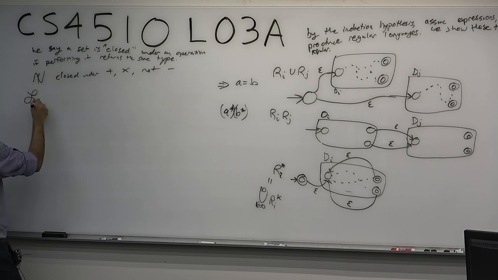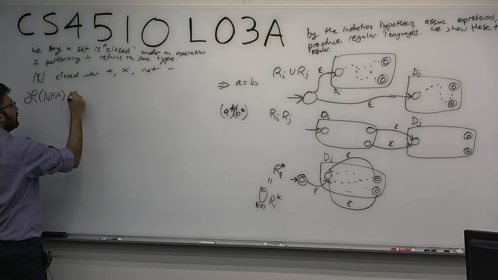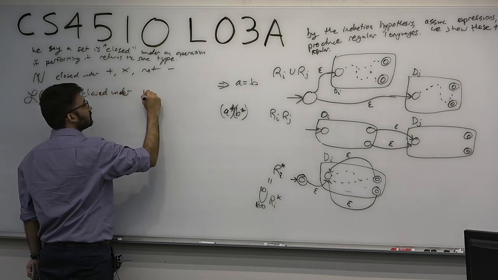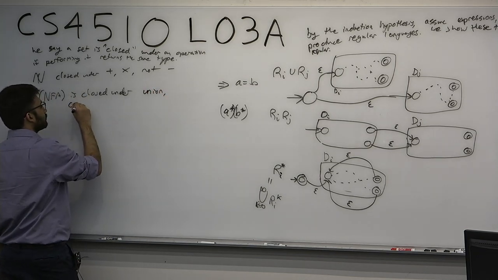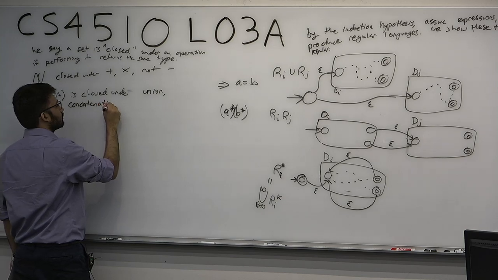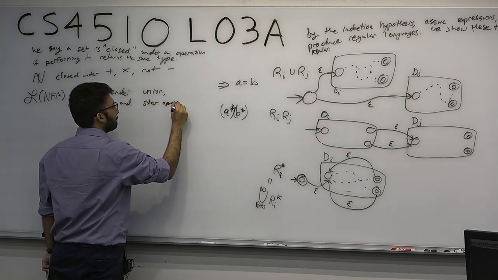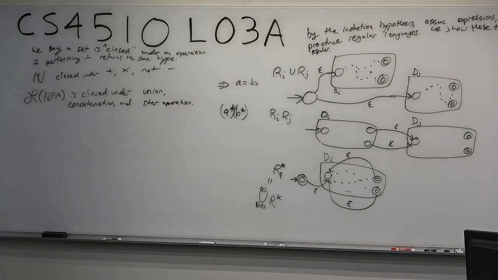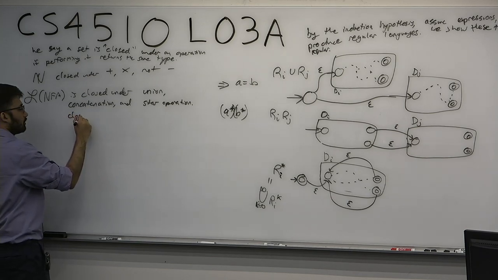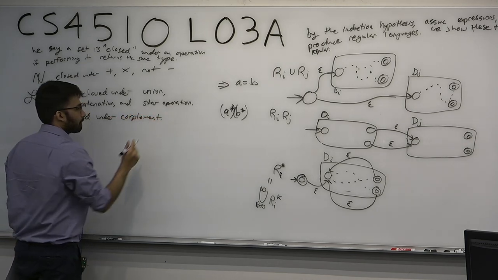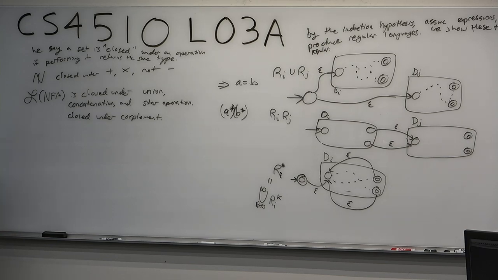Similarly, the regular languages, which I'm going to write as L of NFA, are closed under, as we proved today, union, concatenation, and the star operator. It's also closed under complement, right? Why? We kind of briefly mentioned it last time. Why are the regular languages closed under complement?